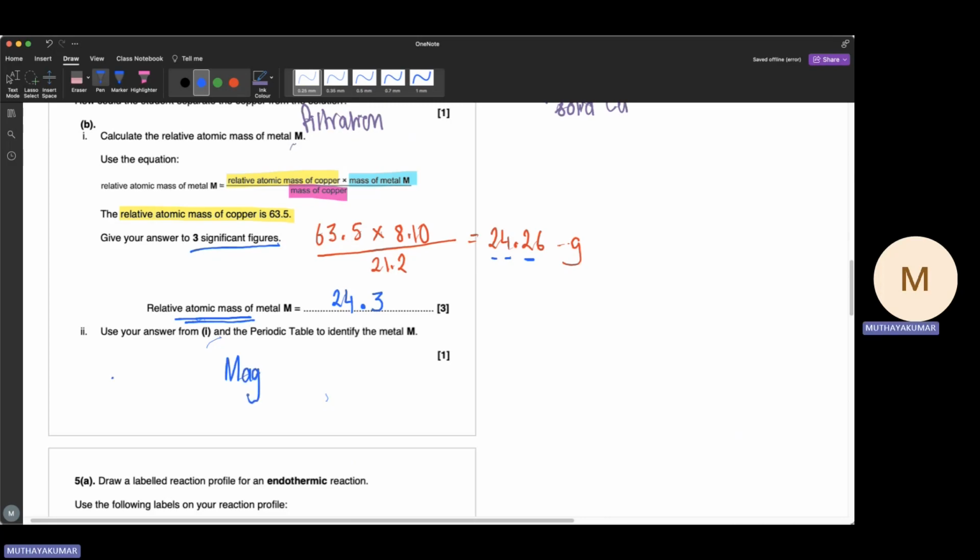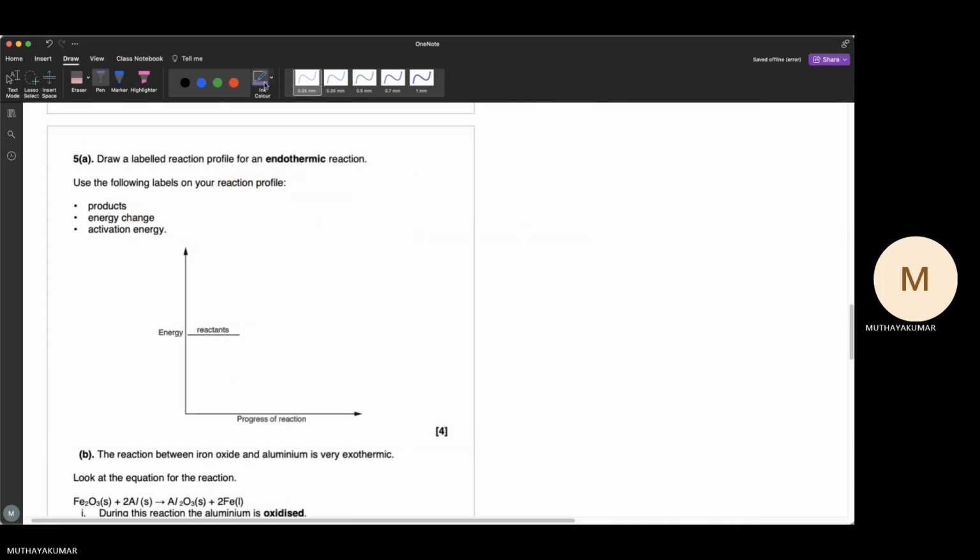So that means our metal M is magnesium. Question 5. Draw a labeled reaction profile for an endothermic reaction. Use the following labels on your reaction profile: products, energy change, and activation energy. So an endothermic reaction is a reaction that takes in energy, or you could say absorbs energy.